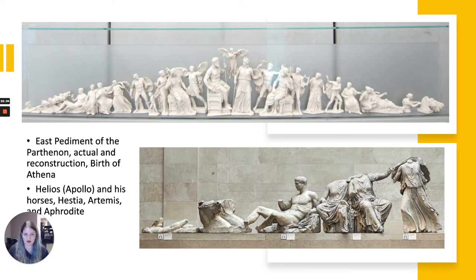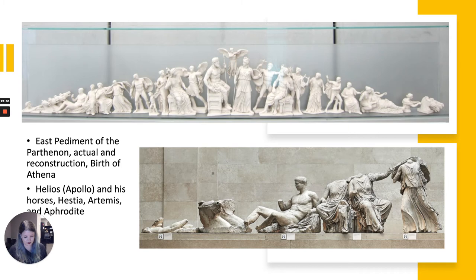And of the pieces that are left, we have Apollo and his horses. We also have Hestia, Artemis, and Aphrodite. They think it's hard to identify which goddesses were here, but that's what's thought to be depicted, and you can see this is the section in the lower left over there that exists.